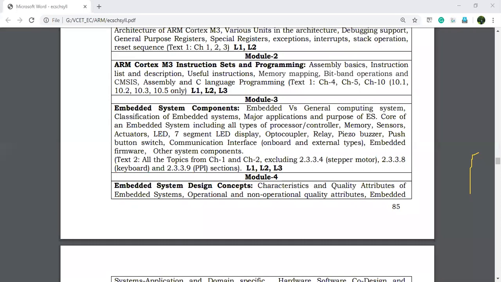So you can call it as, based on the applications, we are going to classify the small scale, medium scale, as well as large scale. So that was the classifications based on generation and based on the complexity.